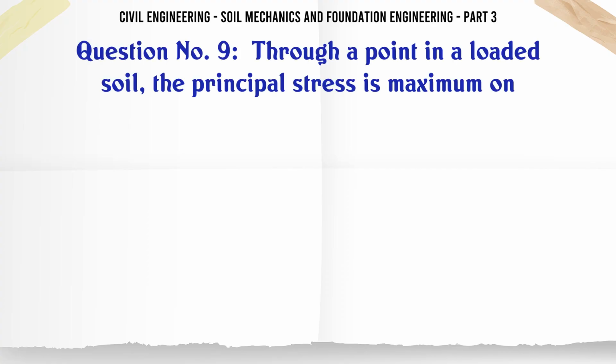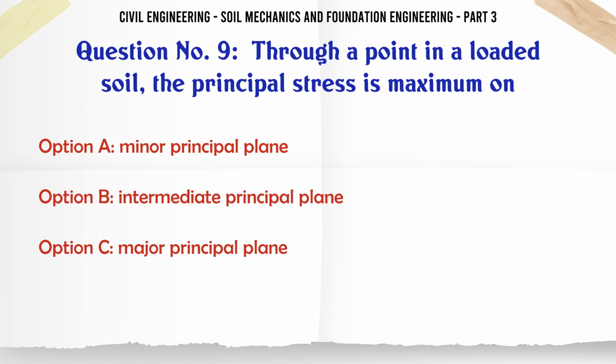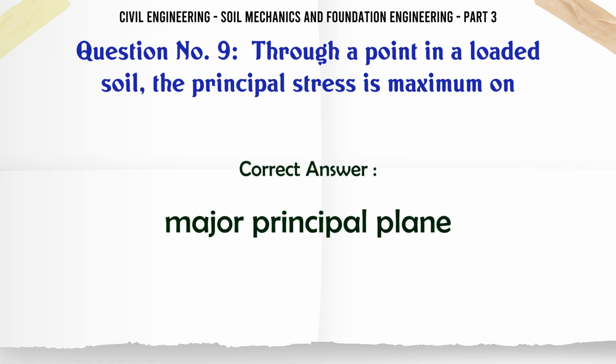Through a point in a loaded soil, the principal stress is maximum on A. minor principal plane, B. intermediate principal plane, C. major principal plane, D. none of these. The correct answer is major principal plane.